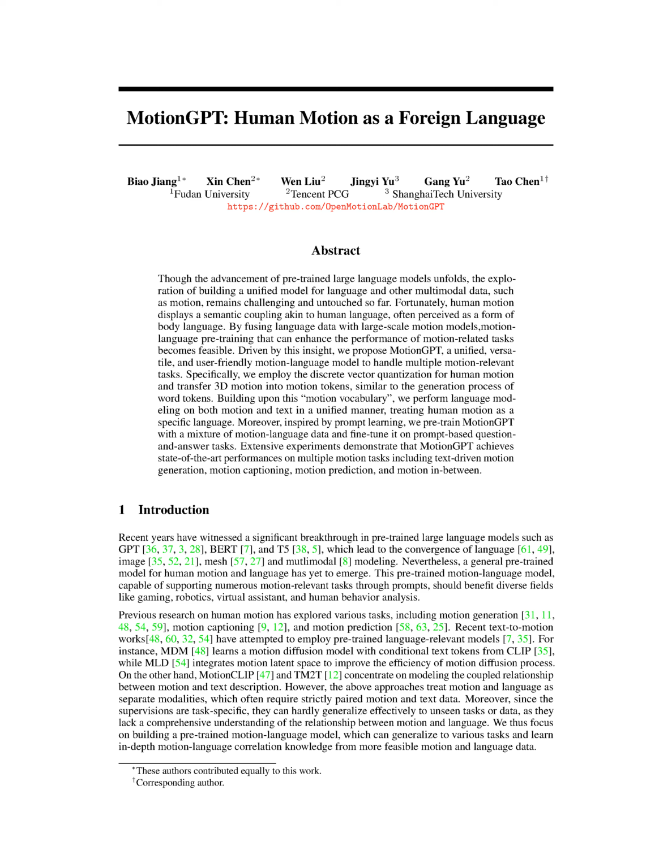Section 1 Introduction. Over the past few years, we've seen incredible advancements in pre-trained large language models like GPT, BERT, and T5, which have brought together the fields of language, image, mesh, and multimodal modeling. However, a universal pre-trained model for human motion and language still hasn't emerged.